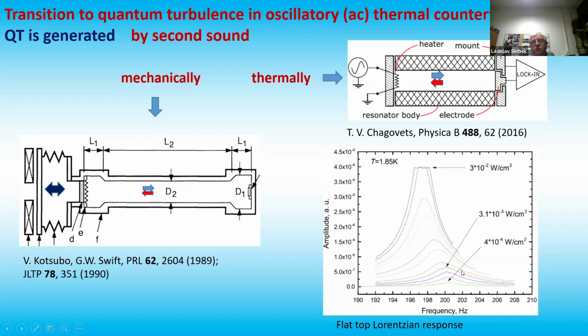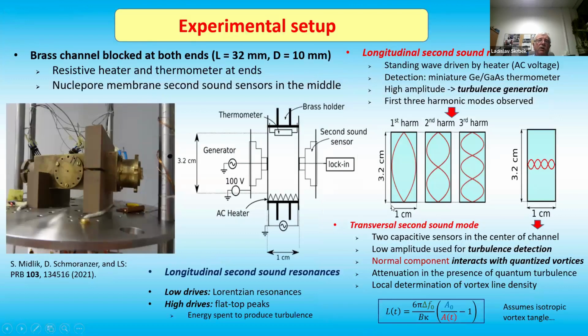And the sign of transition to quantum turbulence is that if you increase the drive, these Lorentzians suddenly start to have flat tops, because actually the amplitude cannot go up, because you create quantized vorticity. And if you go to even higher drives, the flat top will just stay there. So we decided at the time to improve the results a little bit.